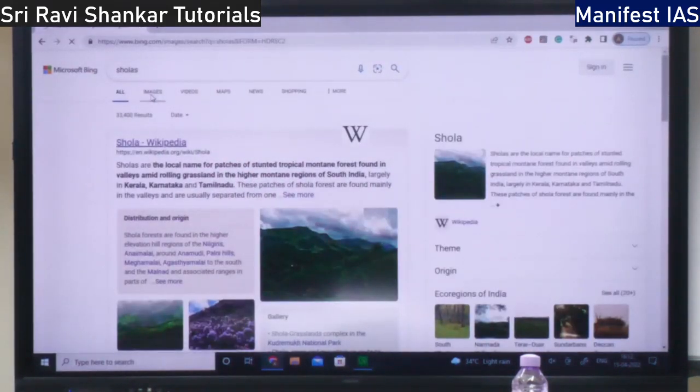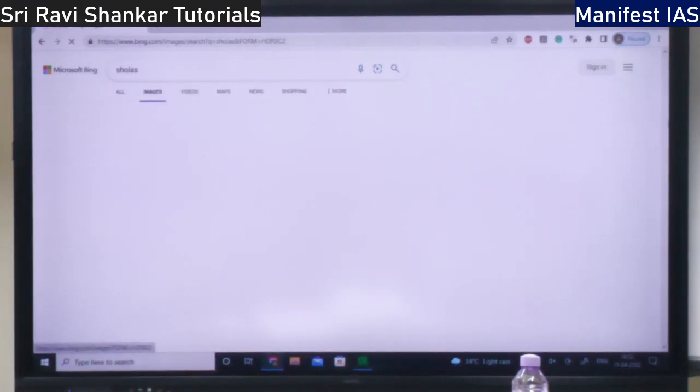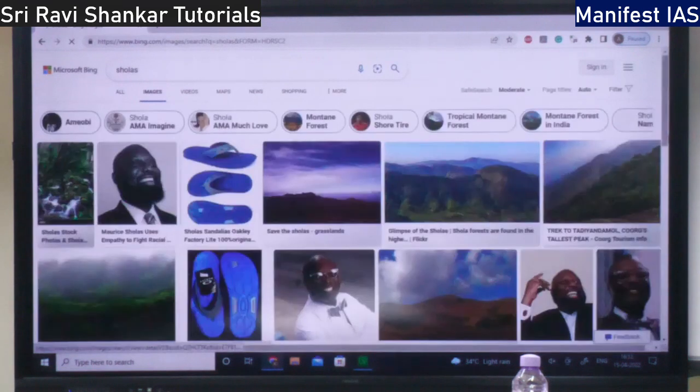See, it's a mix of tree and grass. So this is a classic image. Everybody who goes to Western Ghats, they click a picture.